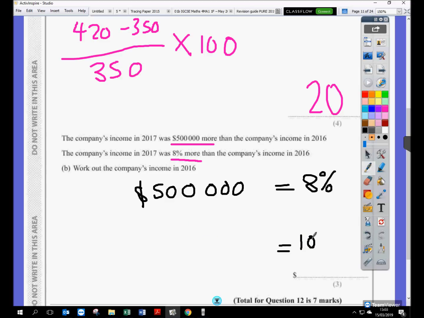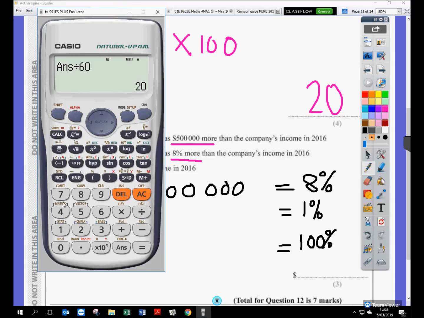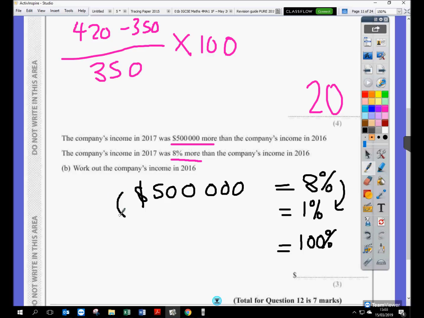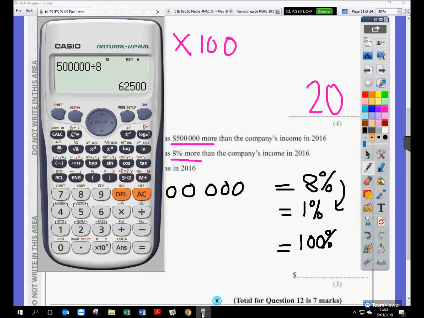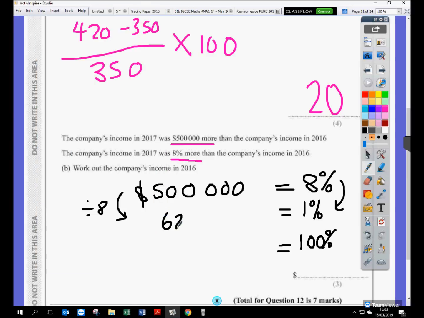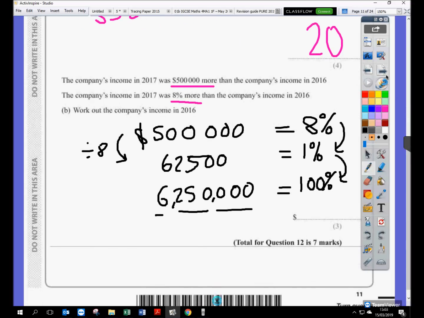So the way that we do this is we're trying to get to 100% because that's what it will be in 2016. There is a nice way to introduce a middle step to go from 8% to 1%. So if we divide $500,000 by 8, divide by 8 here. You can divide by 8 here as well. If you do 500,000 divided by 8, you get 62,500. That's worth 1%. To get from 1 to 100, you times by 100. So if you times this by 100, you end up with something like this. Okay? Commas from the end, 3 spaces. So 6,250,000. That's the answer.